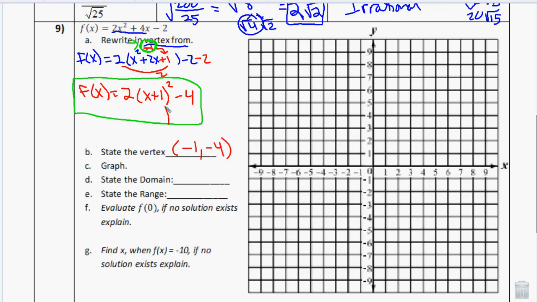Remember, it's called vertex form because you could see the vertex here. Don't forget about this plus 1 is really a shift to the left one, and that's why it's a -1, -4. And now it's asking me to graph it. So I definitely know that the turning point is at -1, -4. I know that it's opening up. I know it's rather narrow. I know that the rates of change are going to be multiplied by 2, but you could use your calculator.